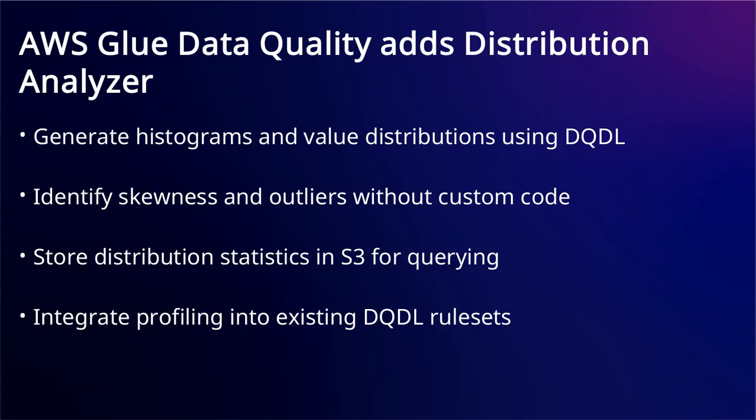The analyzer integrates with your existing DQDL rule sets, allowing you to run distribution profiling alongside your current data quality checks in a single evaluation. Distribution statistics are stored in S3 for querying through services like Athena and exposed through APIs for integration with monitoring workflows and visualization tools including SageMaker Unified Studio. This feature is available in all AWS commercial regions and GovCloud US regions.